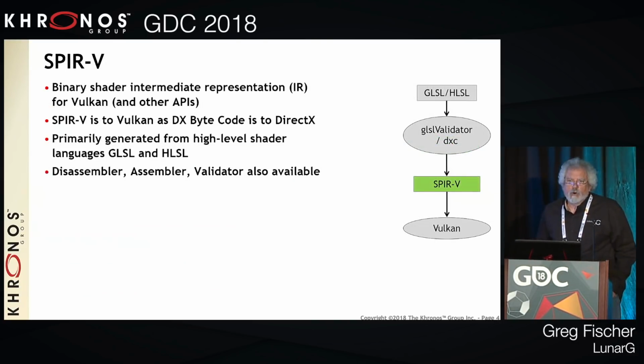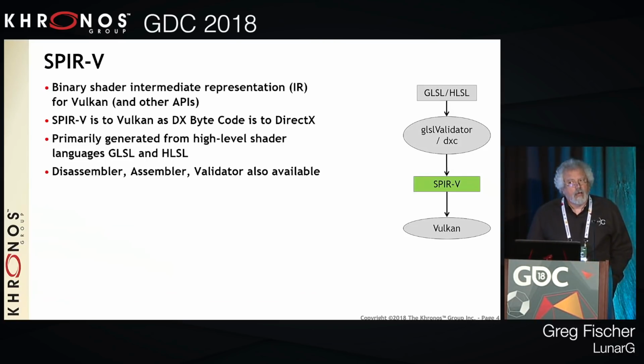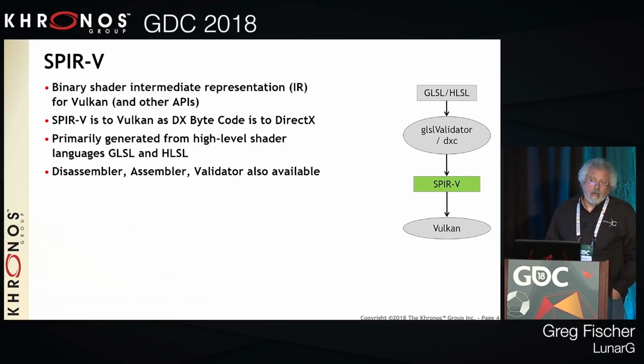Before we talk about SPIR-V Opt, I'll just go over what SPIR-V is for those that might not be aware. SPIR-V is the intermediate representation for shaders for Vulkan. It's a binary format. SPIR-V is to Vulkan as perhaps DX bytecode is to DirectX. So maybe that's a way to think about it, and we'll see some other parallels as we go over this.